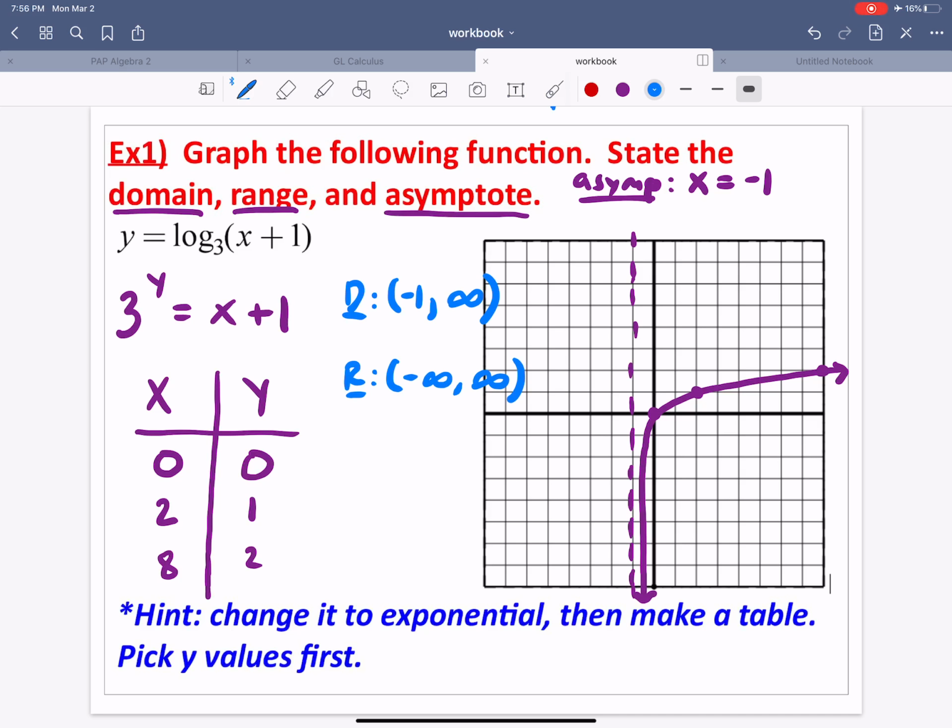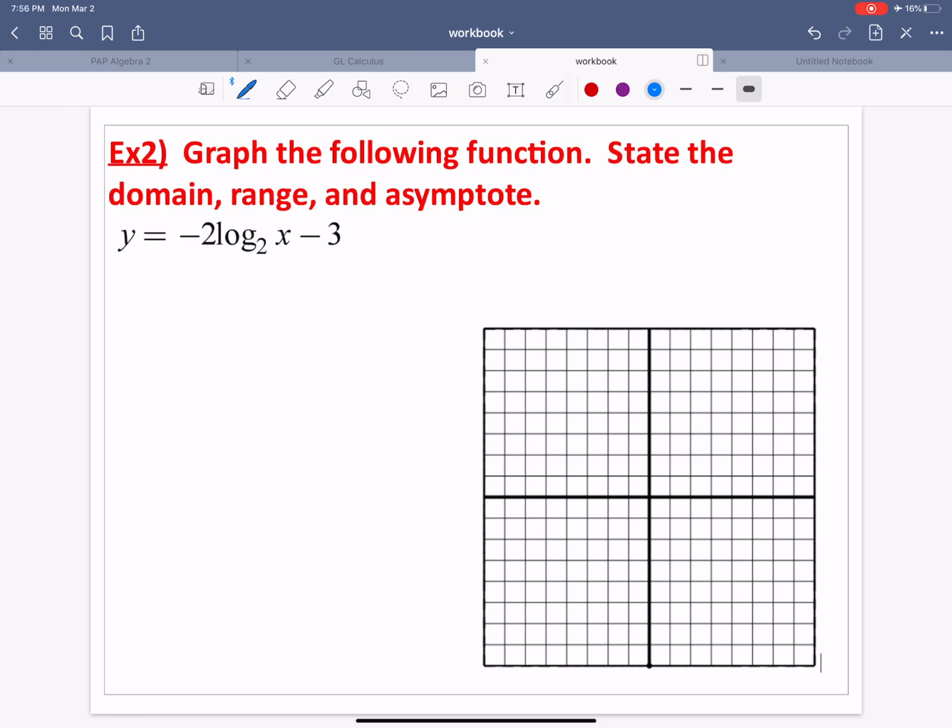Okay, let's try another problem. Okay, so here's the second one that we're going to do. So again, I would encourage you to pause it here to give yourself a chance to write this function down, at least write this part down, and draw yourself a graph if you don't have graph paper, and we'll jump right in. Okay, so step 1, I'm going to identify the asymptote.